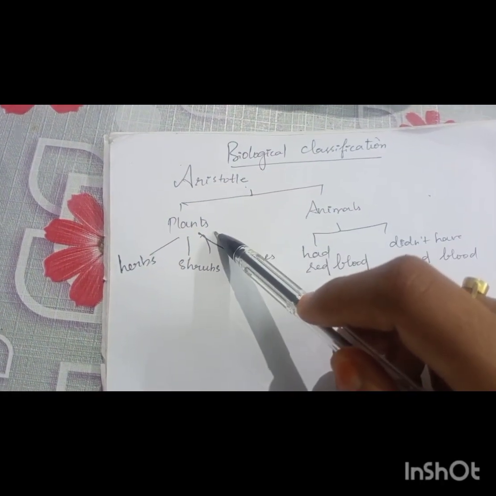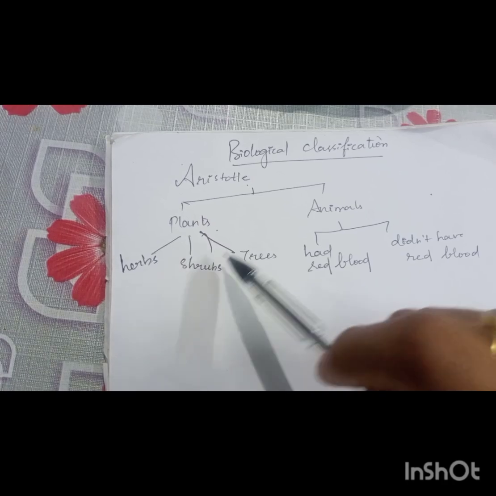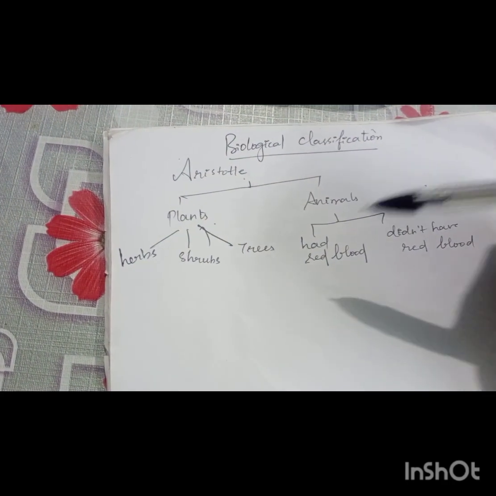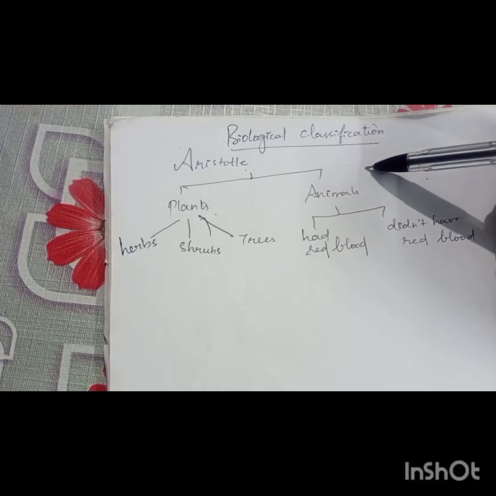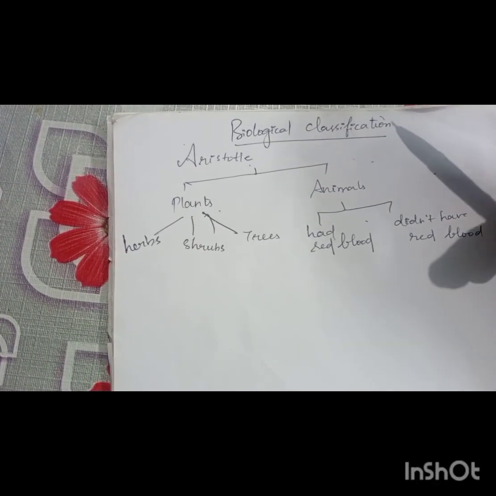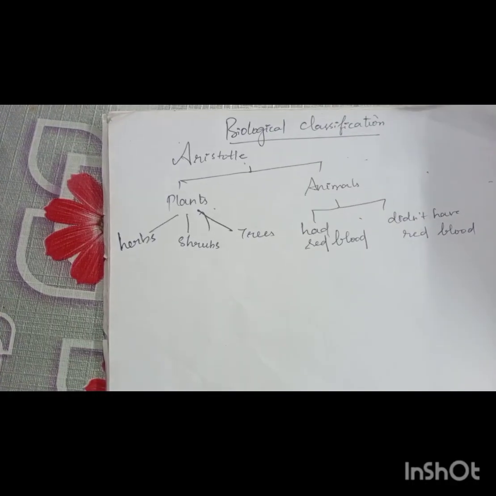He divided plants into three groups as herbs, shrubs, and trees based on their outer features or morphological features. And he divided animals into two groups: one group which had red blood, and the other which doesn't have red blood.